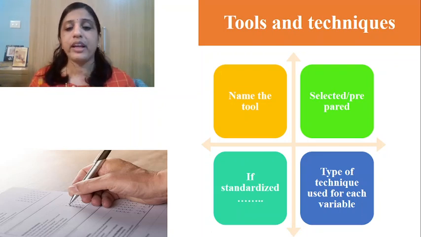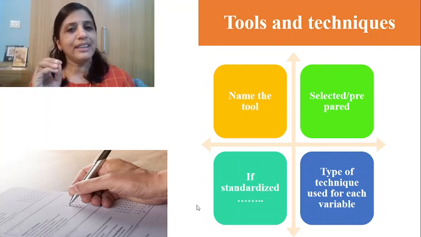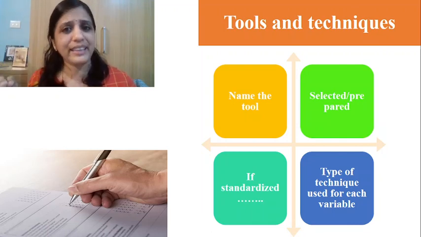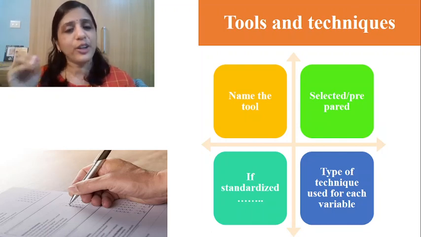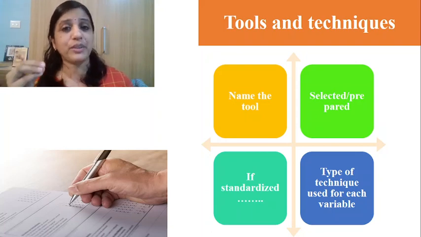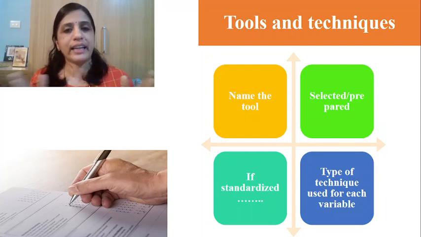Now, the third point, if you are selecting a standardized tool, this is for your information. It's nice to write that it is a standardized tool. This is your practical point: you should try to get permission for the standardized tool. Now there are two types of standardized tool.